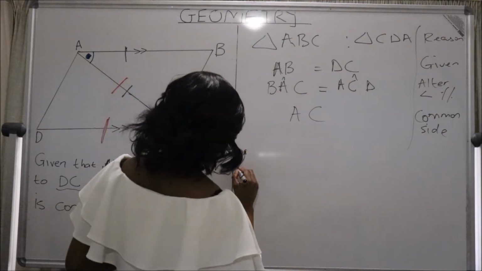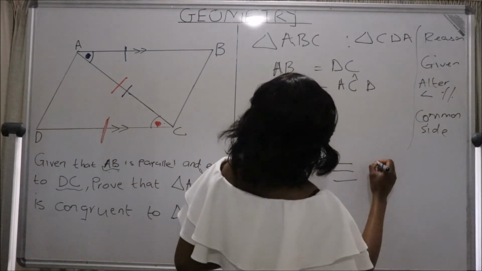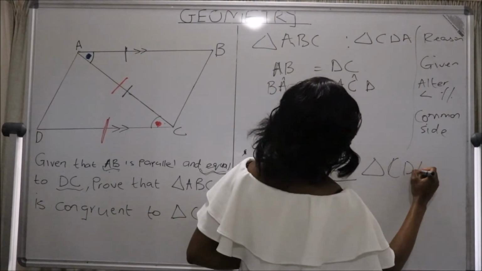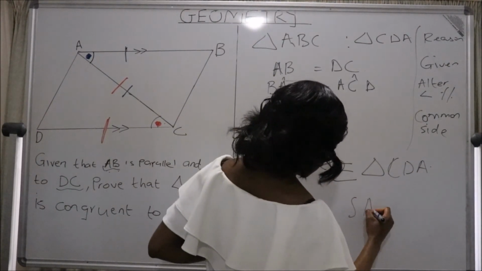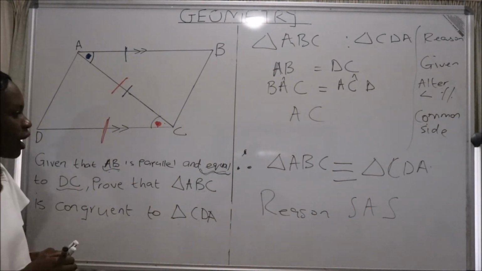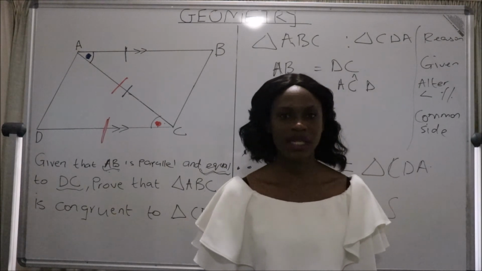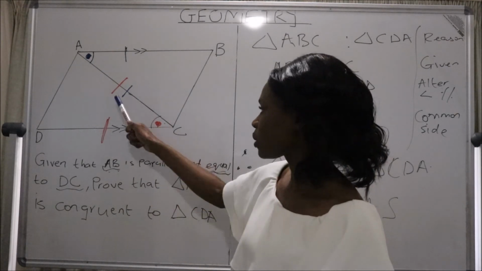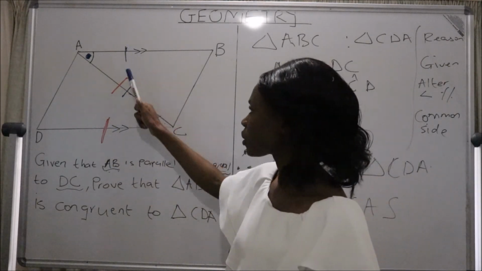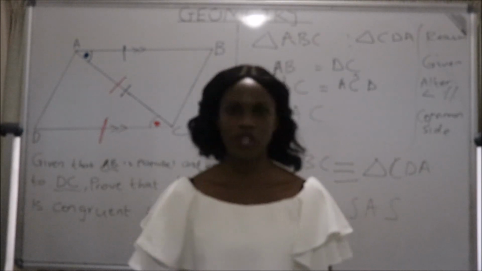Therefore, we have proven that triangle ABC is congruent to triangle CDA, and the reason is side angle side. Remember, if you have two sides which are equal to each other and an included angle, the reason for congruency is side angle side. As you can see here, we have two sides equal to each other and an included angle. So we have proven that these two triangles are congruent to each other.